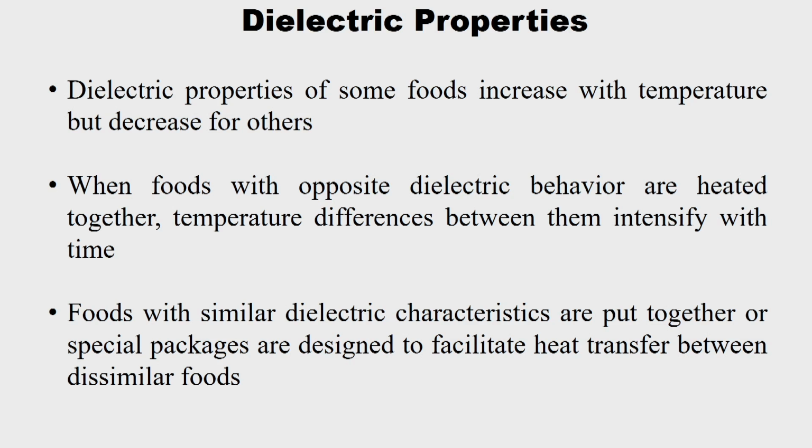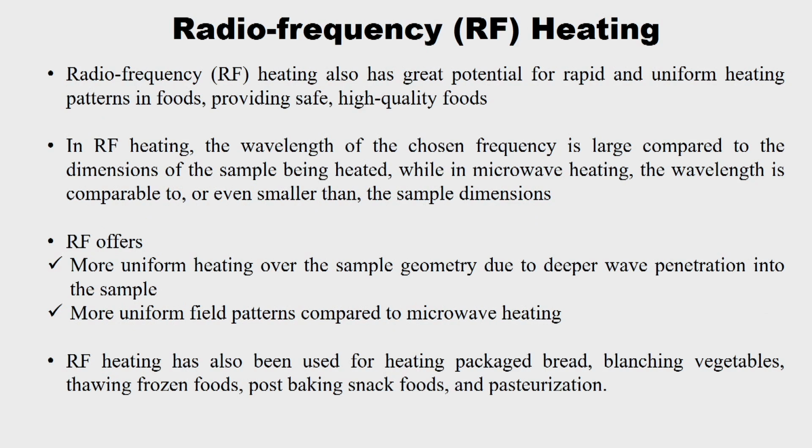And dielectric properties we have discussed extensively in the first few slides. And radio frequency heating is similar to microwave processing; the only difference is that the dielectric materials are kept between the electrodes, and it also offers more uniform heating as well as more uniform field patterns. This RF heating also can be used for heating packaged bread, blanching of vegetables, thawing of frozen food, post-baking of snack foods and pasteurization.